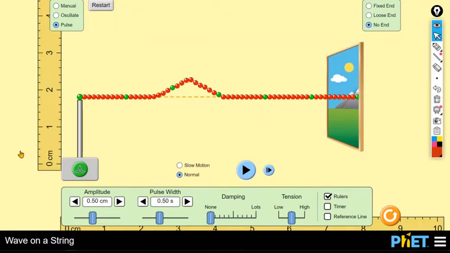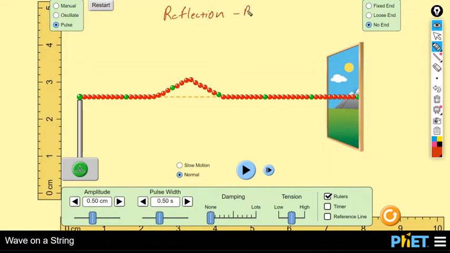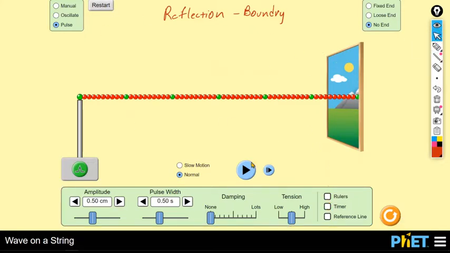Okay, so first of all, let's talk about reflection. Reflection, remember, is what happens when a wave meets a boundary. What is a boundary? There's two types of boundaries. I will restart this and I will show you. Take my ruler away. Now, right now I have no boundary. It just goes straight out the window. But I can choose two types of boundaries.